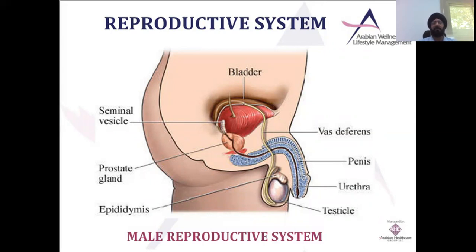The prostate. It's a walnut-shaped organ at the base of the urinary bladder, which is exocrine in nature, meaning it also produces some hormones. The prostate is located at the base of the urinary bladder and envelops the proximal end of the urethra.